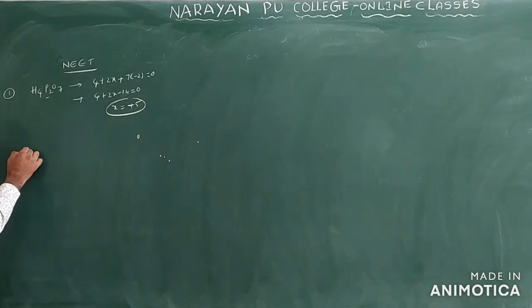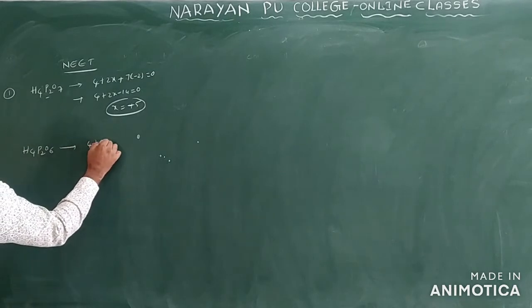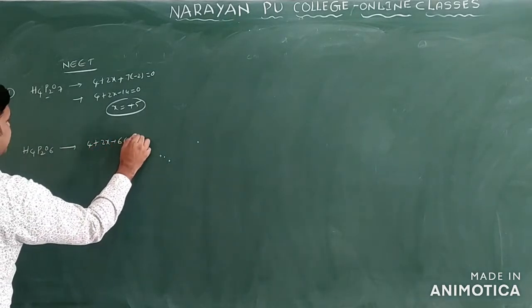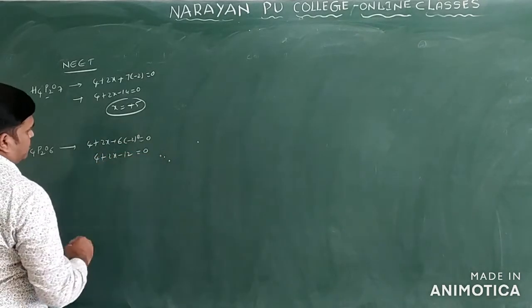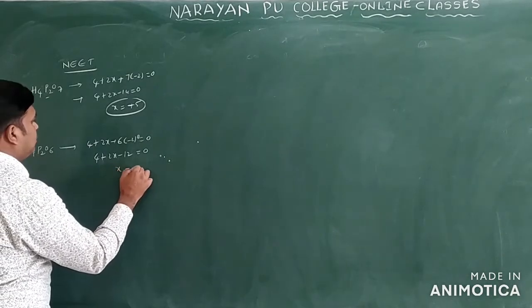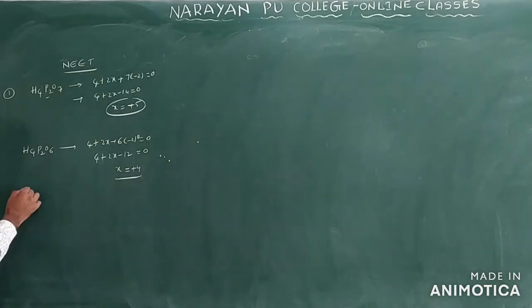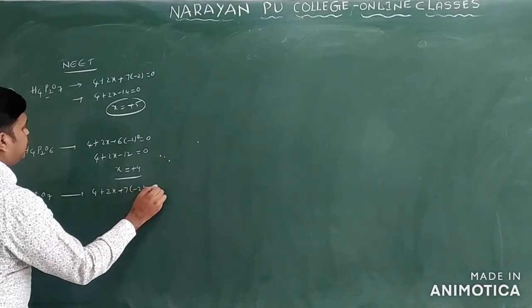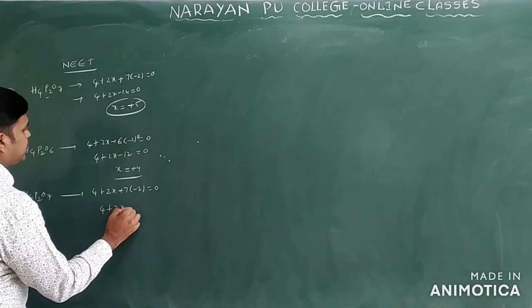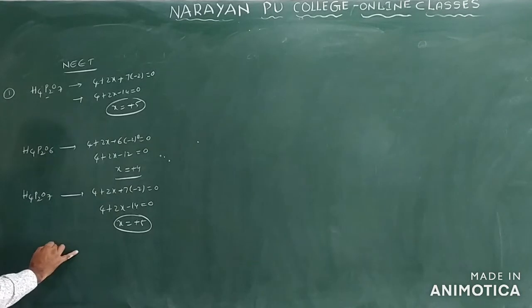So the next option we have H4P2O6. This is 4 plus 2x plus 6 into minus 2 is equal to 0. 4 plus 2x minus 12 is equal to 0. So x equal to plus 4 only. Next option you can see H4P2O7. 4 plus 2x plus 7 into minus 2 is equal to 0. 4 plus 2x minus 14 is equal to 0. So x equal to plus 5.